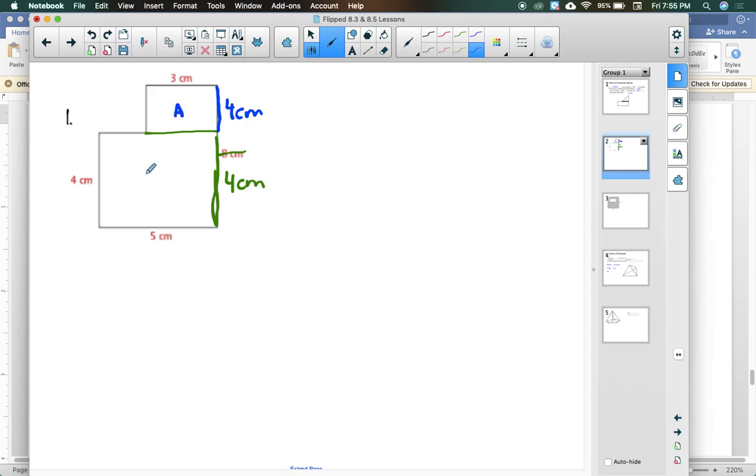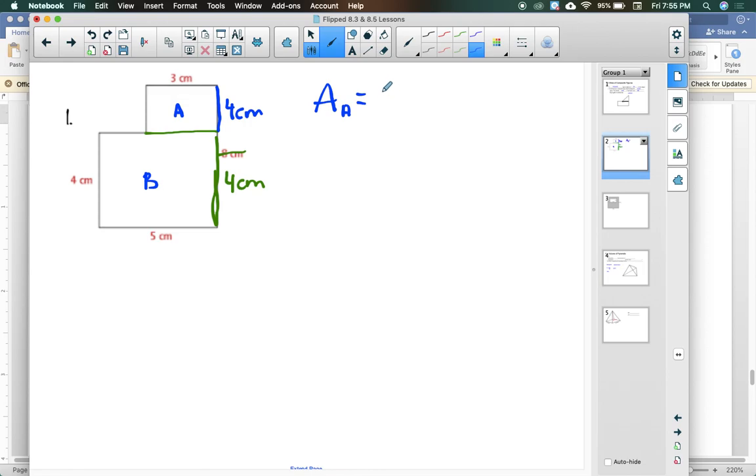I like to name one shape A and the other shape B. You'll see how that helps us out in a second. What I would do is find the area of A and the area of B and then add them back together at the end. So the area of shape A, I'm going to put an A for area and then a subscript A to show which shape I'm talking about, is going to be base times height.